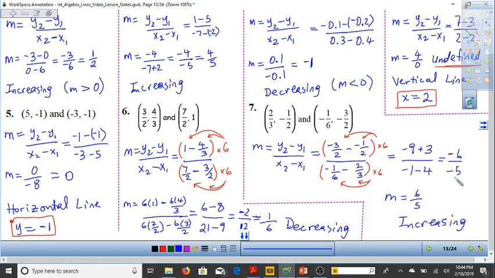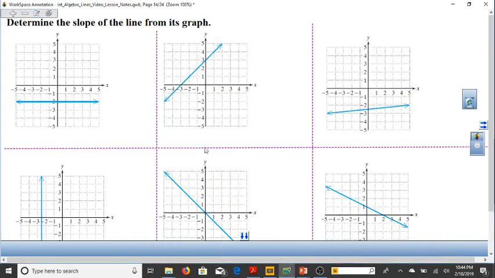And of course, most of these questions are done very similarly. Let's move on to just a few more examples here before we go on to the next concept. Determine the slope of each line. Now, this line is clearly a horizontal line. Since this line is horizontal, then what is the slope? Since the y value doesn't change, there's 0 change in y, so the slope is 0.